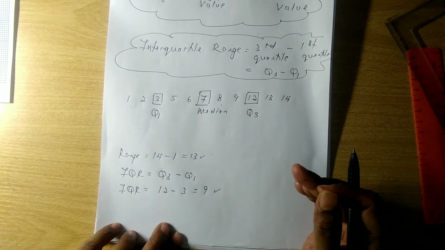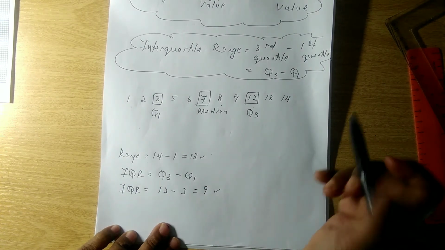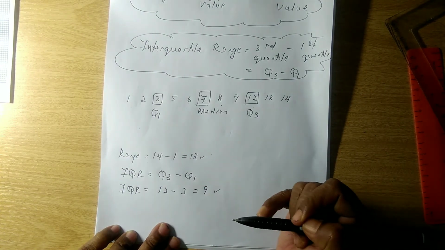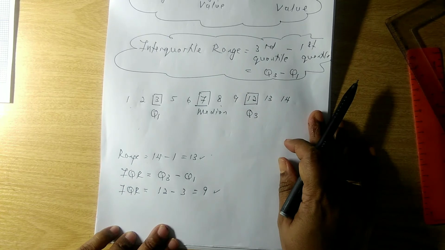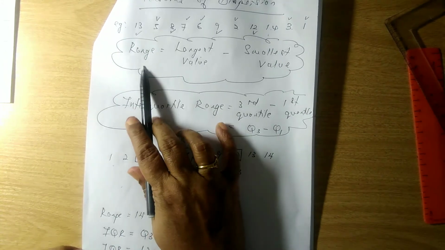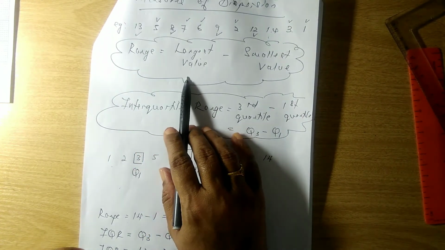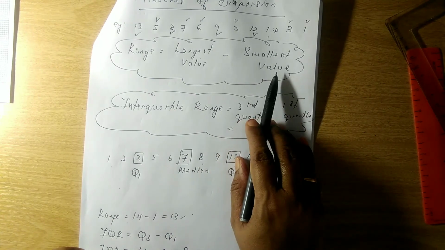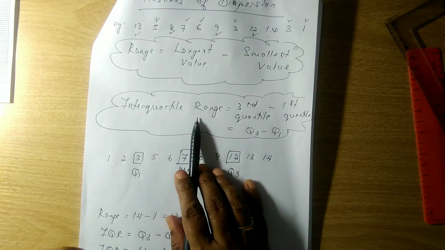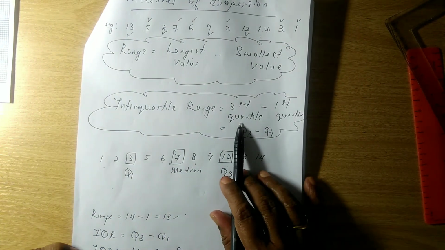So these are two very important quantities under measures of dispersion. I repeat again. One is range. Range is defined as the largest minus the smallest value. And your interquartile range is the value of your third quartile minus the value of your first quartile.